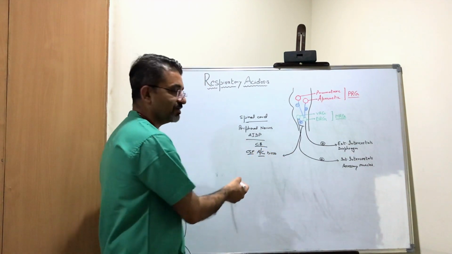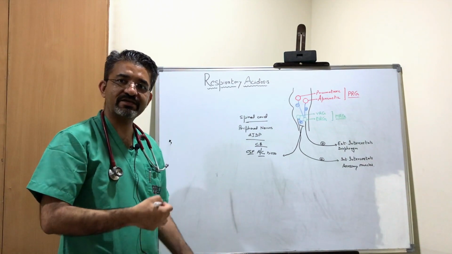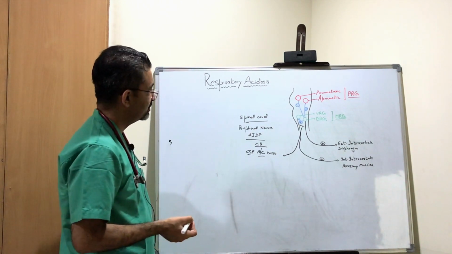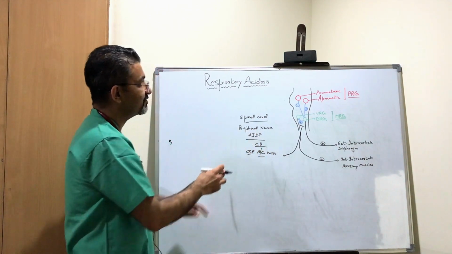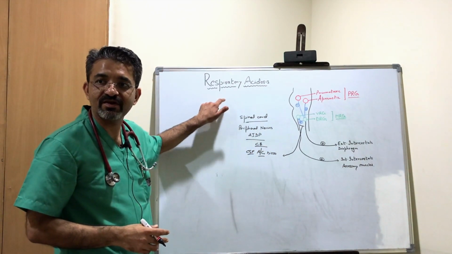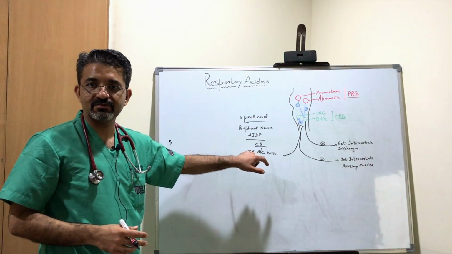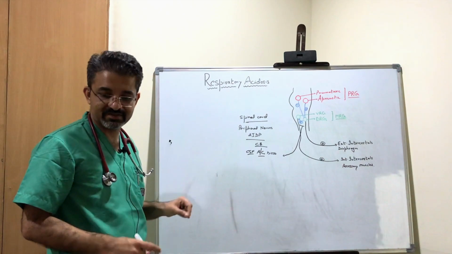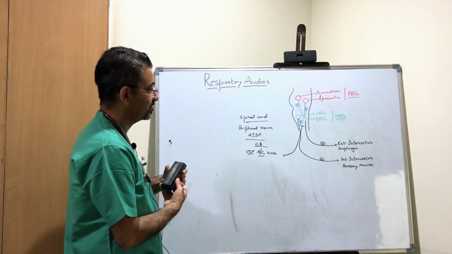How do you treat the Guillain-Barré syndrome? You either use IVIG or you can go for plasma exchange, right? Again, the point is that we are not treating respiratory acidosis, we are treating the cause. So just don't jump around treatment of acidosis. We have to go to the cause of acidosis, why the patient is having respiratory acidosis.